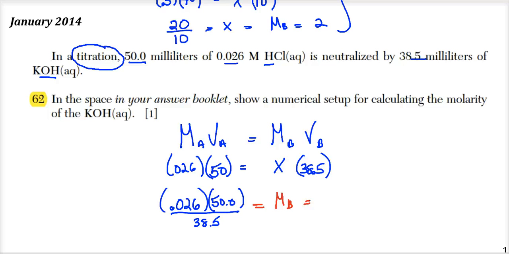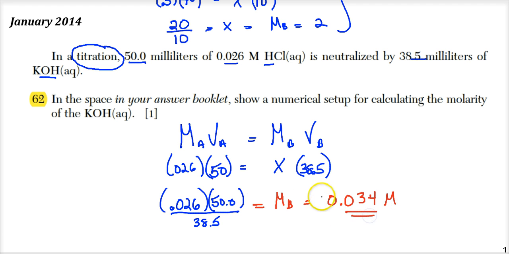Okay, and I get an answer that some people get scared of. It's a decimal place, 0.03, and the least significant number is 3. Actually, 2 sig figs. We'll stay with 2. So 0.034. I'm just rounding off, and that's my molarity.